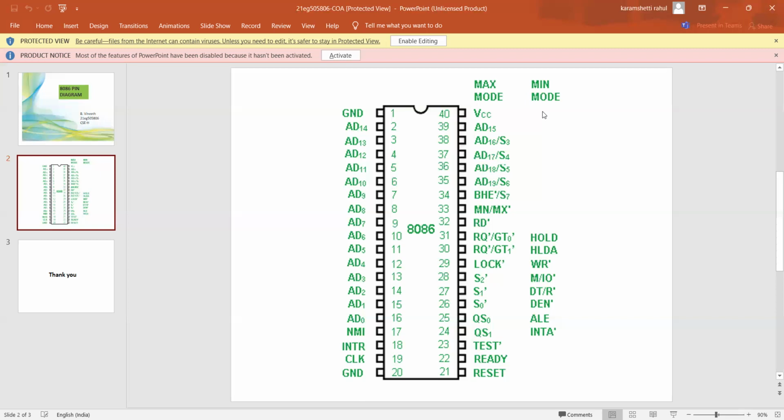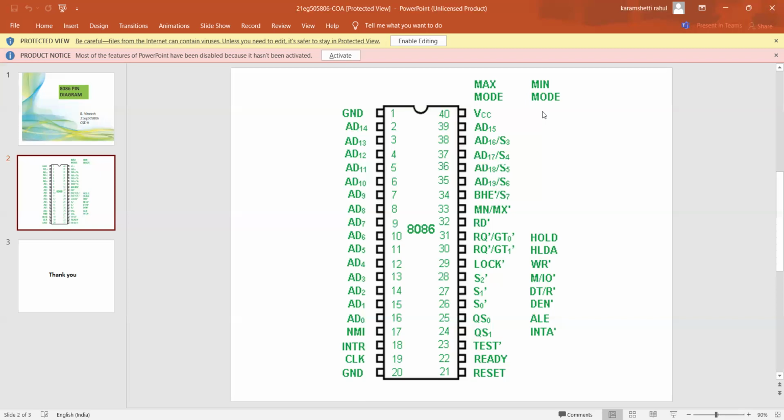QS0 and QS1 are the status of the instruction queue. When both are 0, 0, there is no operation going on. When QS0 is 1 and QS1 is 0, then it is an empty queue and so on.